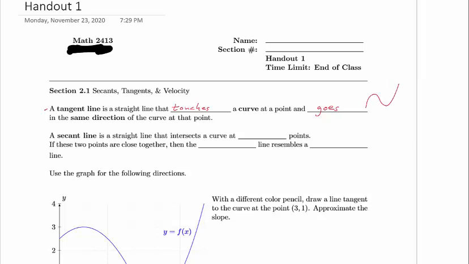A tangent line would be any line that touches the curve. It doesn't matter what the point is, so let's make it a random point. And it's going to go in the same direction of the curve at that point. So if you had a tangent line at this point, it would look like this. And of course right here where it's kind of straight, it's going to very much follow that line right there. And so that's what makes a tangent line, right? It touches the curve at a point and then it goes in the same direction.